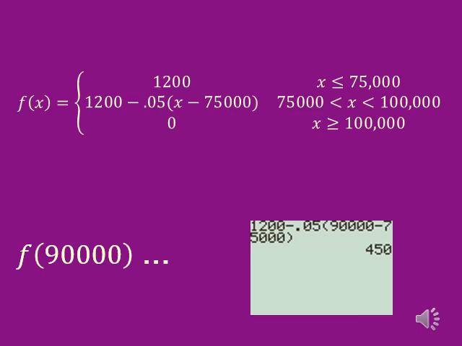And if I work it out, I take 1,200 minus 0.05 times 90,000 minus 75,000, and it turns out that the actual answer is 450. I guessed about 500 looking at the graph, and it is actually a little bit less than that. It is 450. That's the exact answer for someone who makes 90,000 bucks.